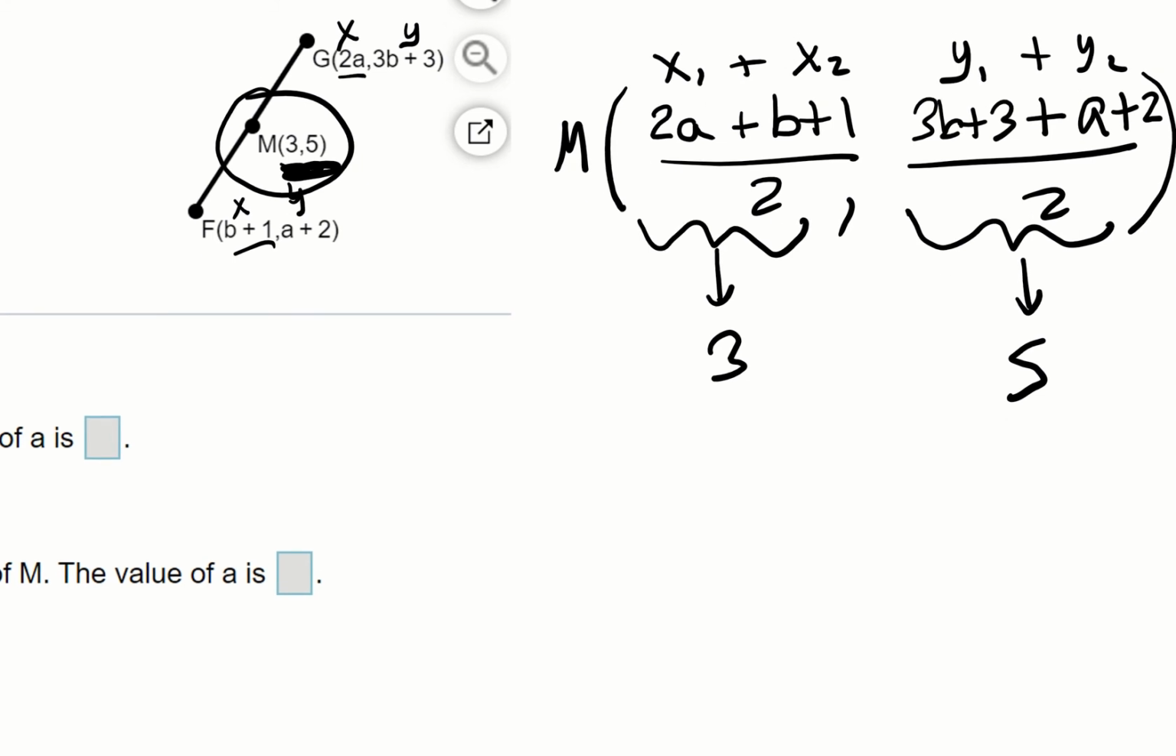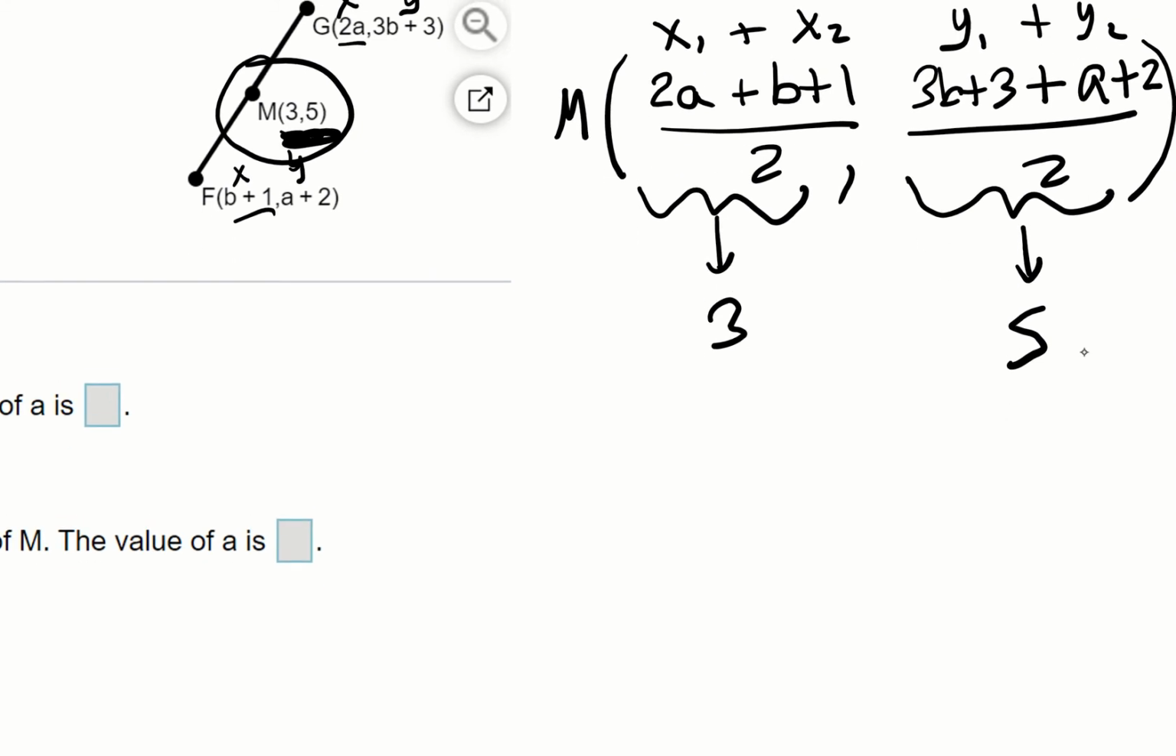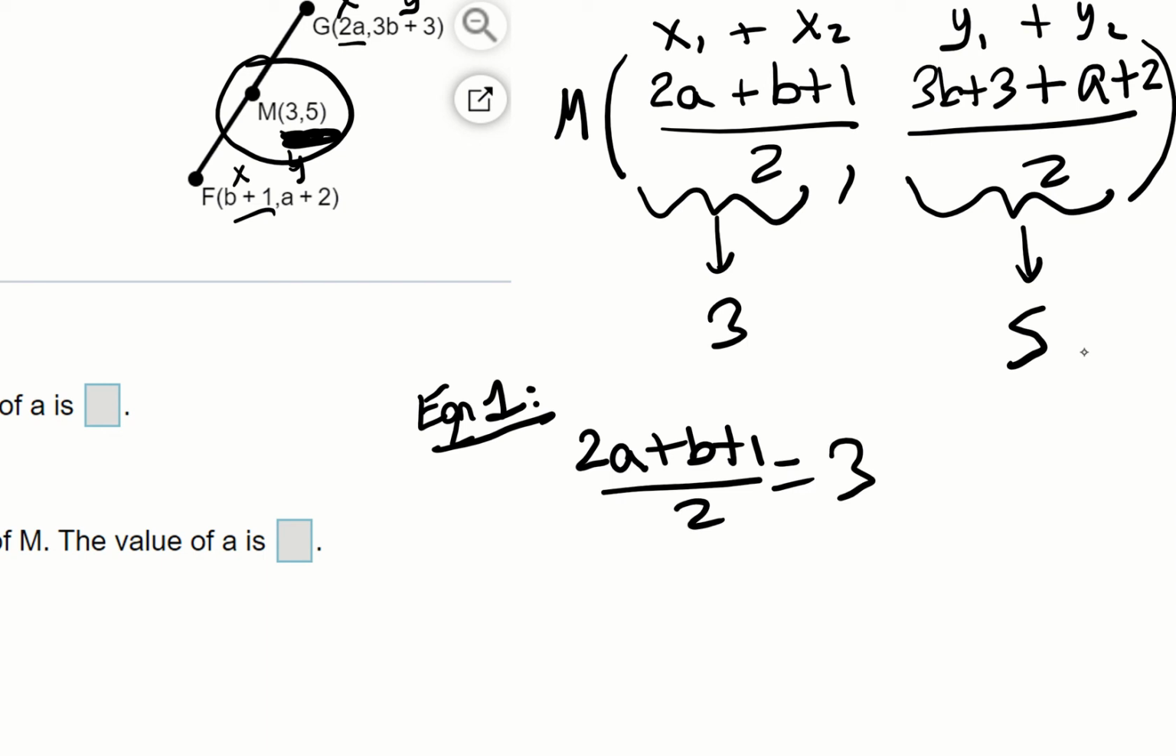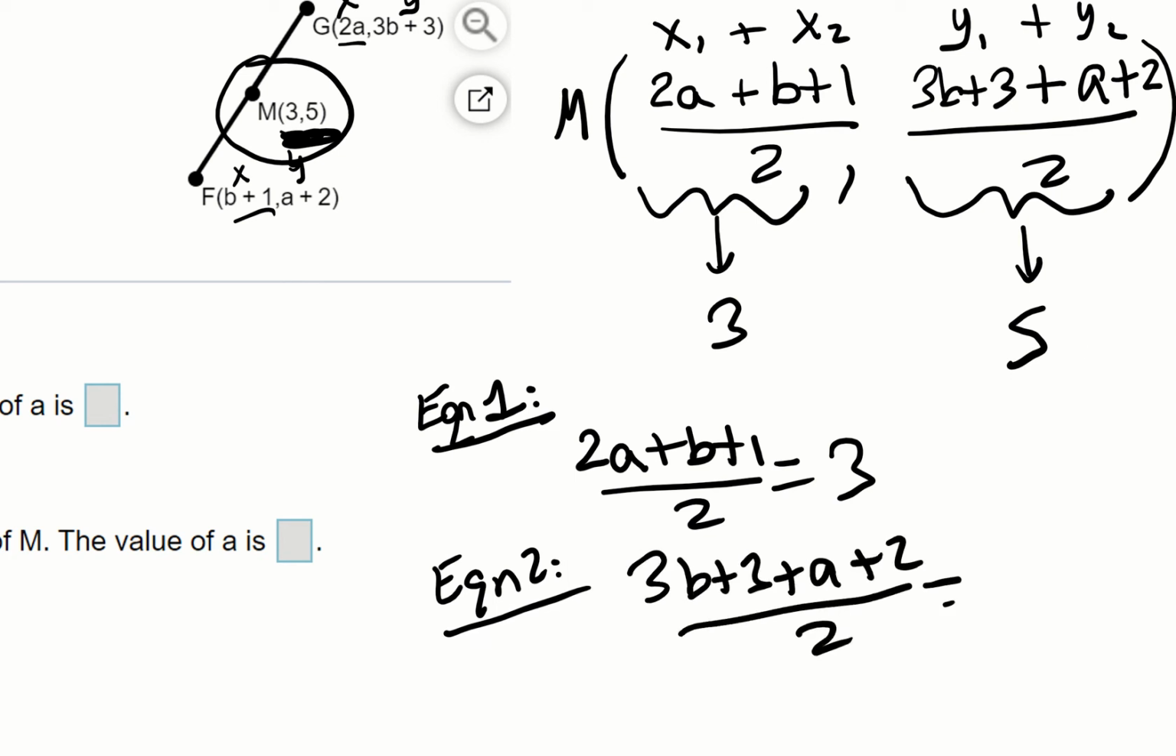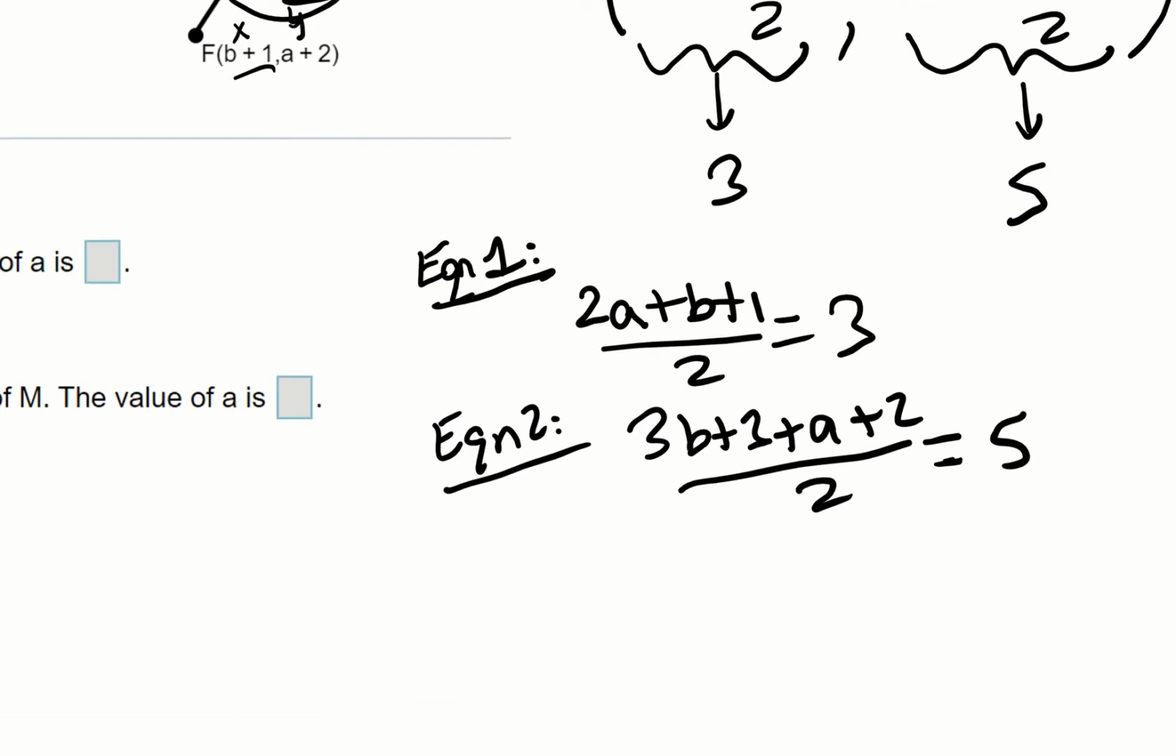So really, we have two equations here, and we'll write those equations. Equation 1: we have that 2a plus b plus 1 over 2, all that stuff, is equal to 3. That's this first part. And then equation 2 is the second part. We have 3b plus 3 plus a plus 2, all divided by 2. That whole thing has to equal 5. And so those are our two equations.